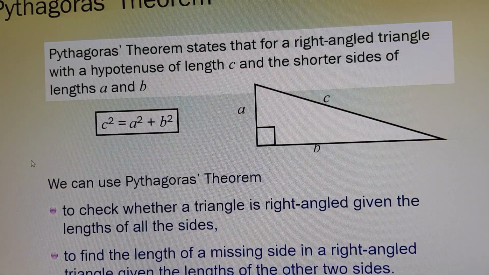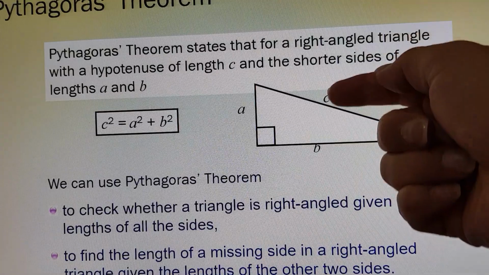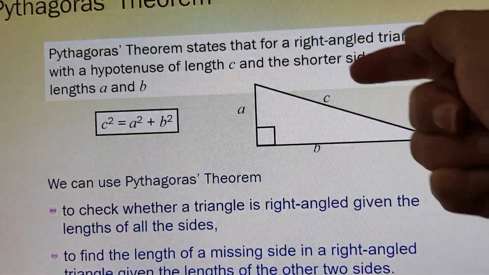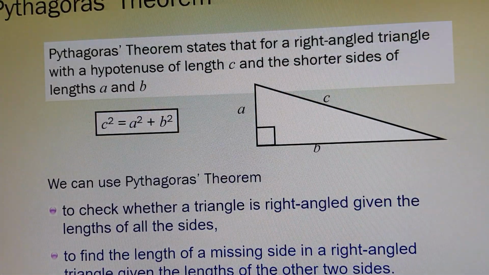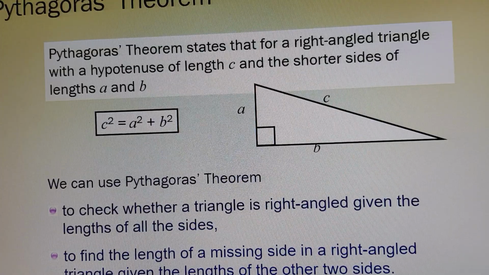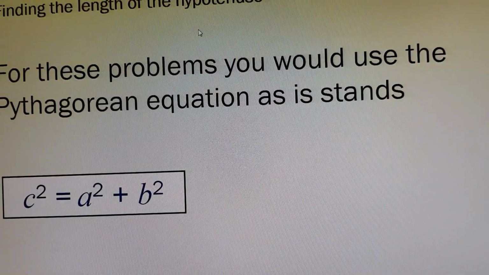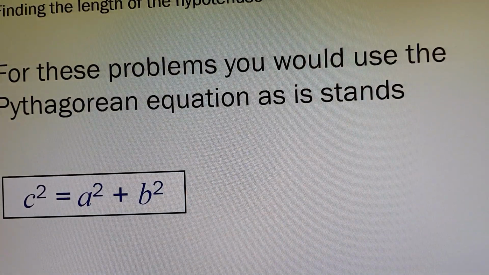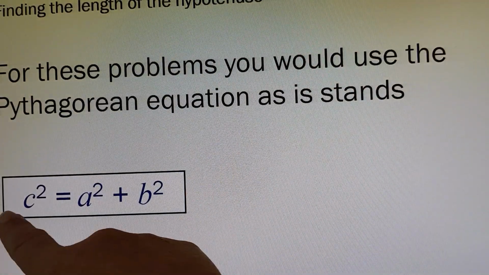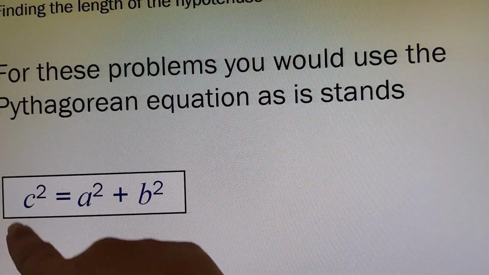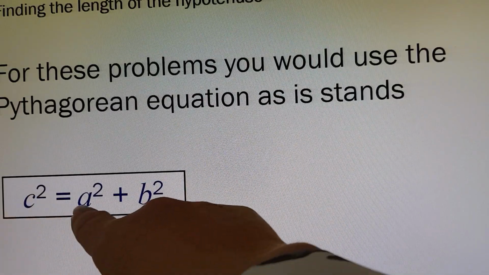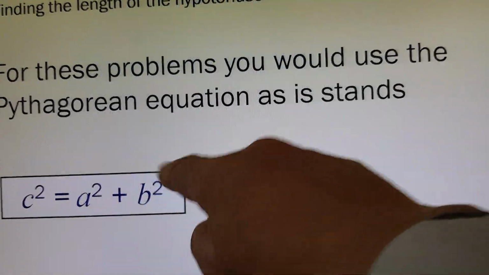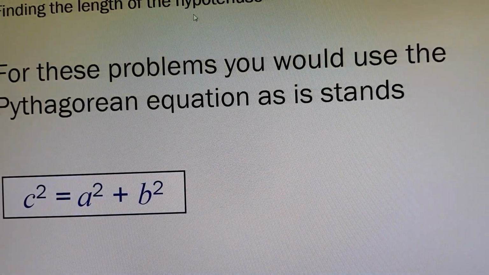We can always find the missing length if we know what two of the sides are, whether it's the two short sides or the hypotenuse and one of the other short sides. We can use it to find out the missing side. And that's what we're really going to focus on in this piece of work. So we're going to focus in the first place on finding the hypotenuse. The hypotenuse is the longest side. So we're going to use the rule as it stands. We're going to find the longest side squared is equal to the shorter side squared plus the other short side squared. This is how it works.